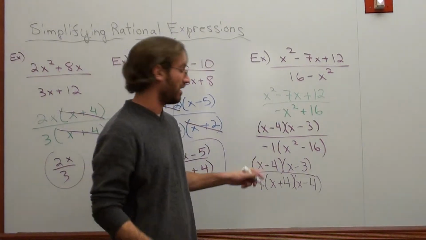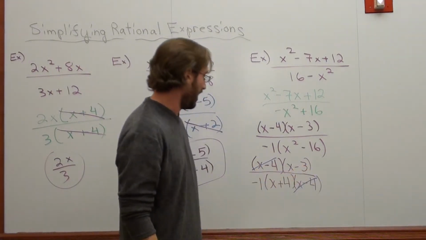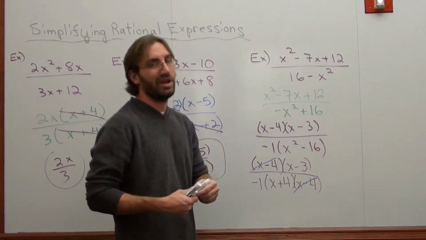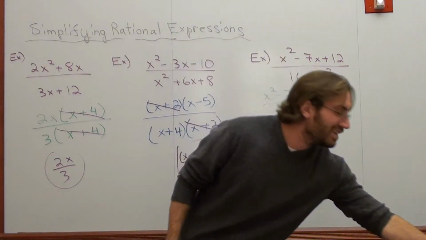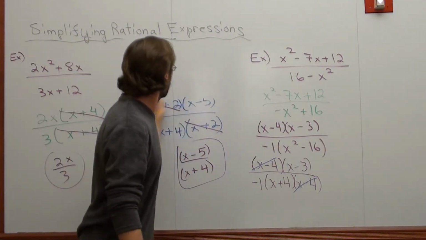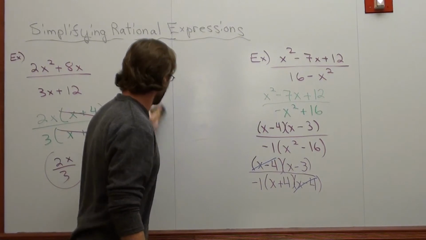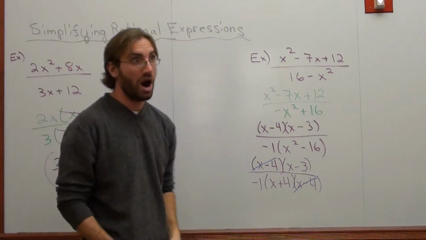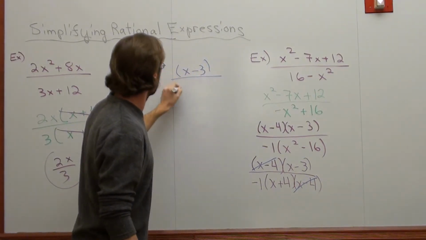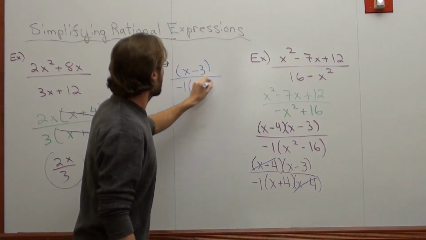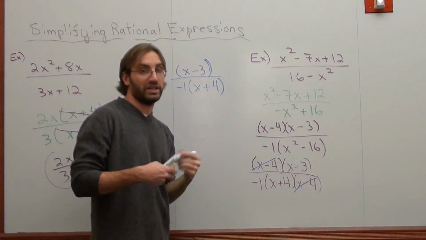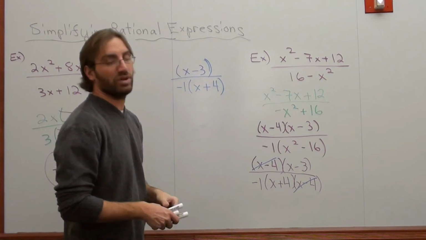What do they have in common? They have the subtract 4 in common. Bam! My answer is x subtract 3 over negative 1 times the quantity x plus 4. Well, not really. Let me erase this previous problem just to show you. Theoretically speaking, you shouldn't have a negative in the denominator, so just put that -1 on the top.